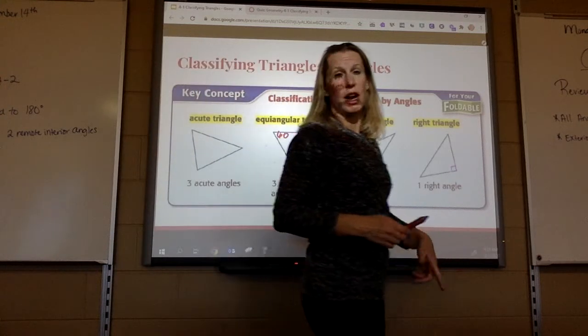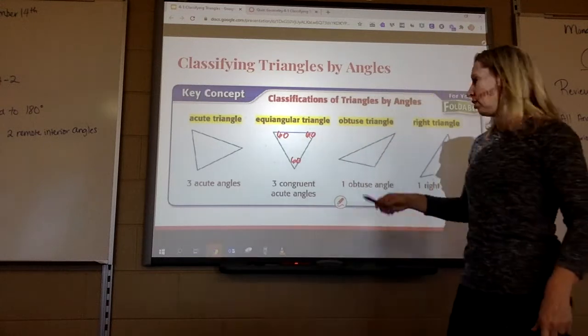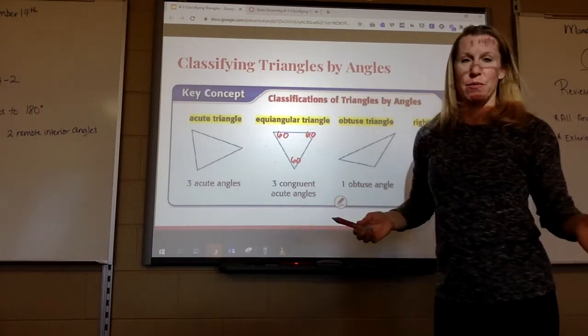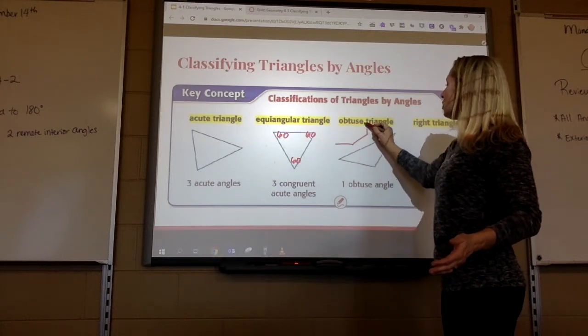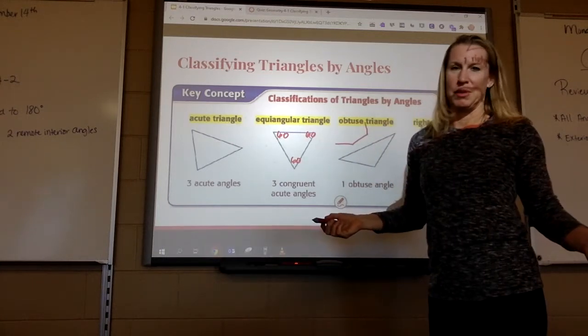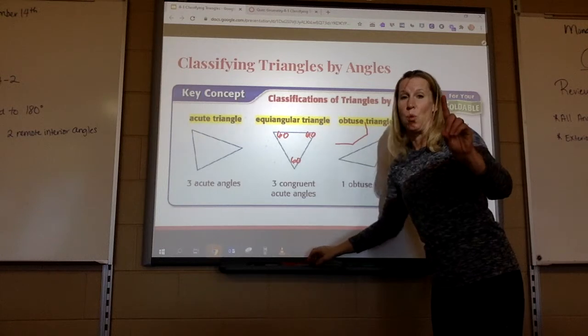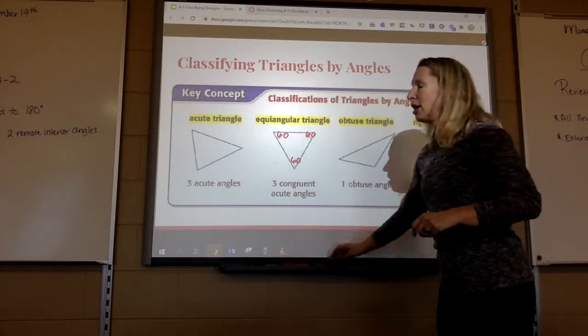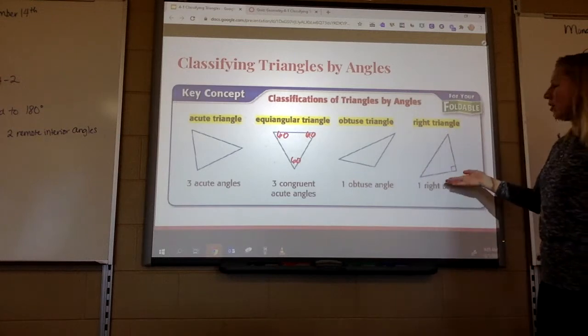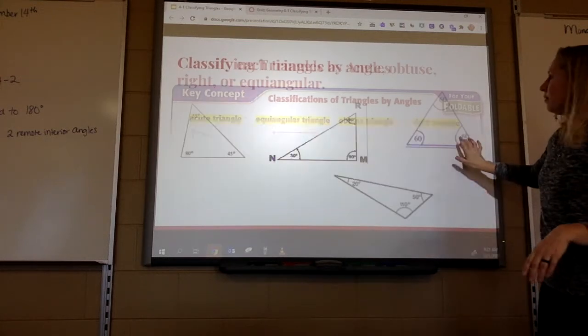An obtuse triangle has one obtuse angle, just one. You couldn't have more than one in a triangle. It wouldn't make a triangle. If I had an obtuse angle and then another obtuse angle, I wouldn't make a triangle. So one obtuse angle, which means it's more than 90 degrees. And then, of course, a right triangle has one right angle.